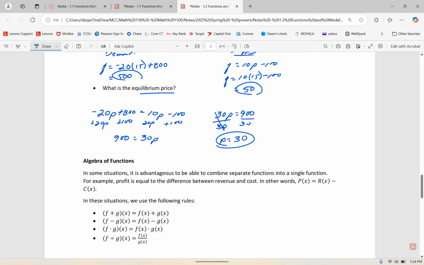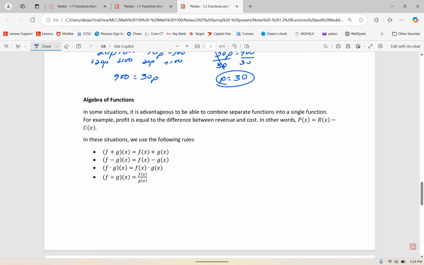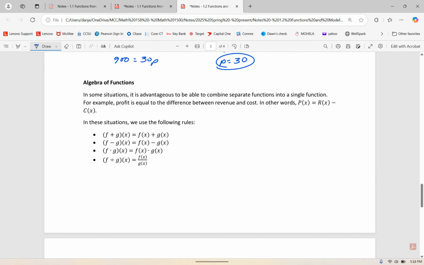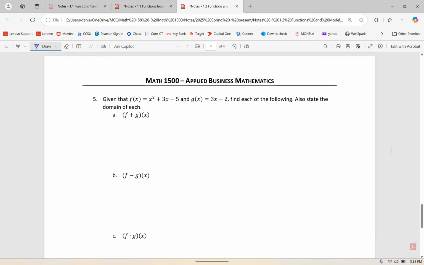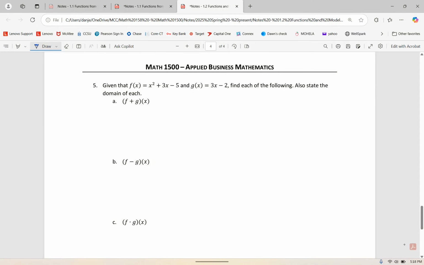I want to finish up this video by looking at some algebra dealing with functions. We talk about a function that is the sum of two functions, f plus g of x. I add the two functions together. To find the difference of two functions, I subtract them. To find the product of two functions, I multiply them, and the quotient of two functions, we divide them. So I'm going to use the same set of functions here. F of x is x squared plus 3x minus 5. G of x is 3x minus 2.